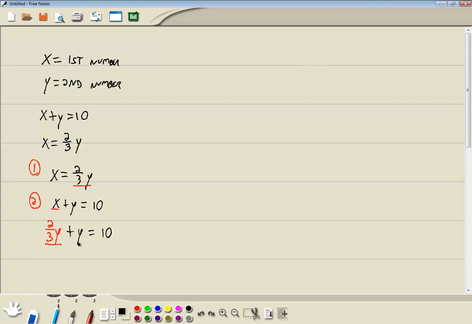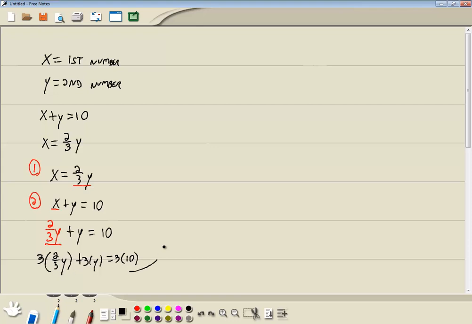This is a linear equation, sorry. So first step, get rid of parentheses, don't have any. Second step, get rid of fractions. I do have a fraction. Multiply everything by the LCM of all your denominators. We only have one denominator, the 3, so we're going to multiply everything by 3. So take 3 times 2/3 y, 3 times y, and 3 times 10.